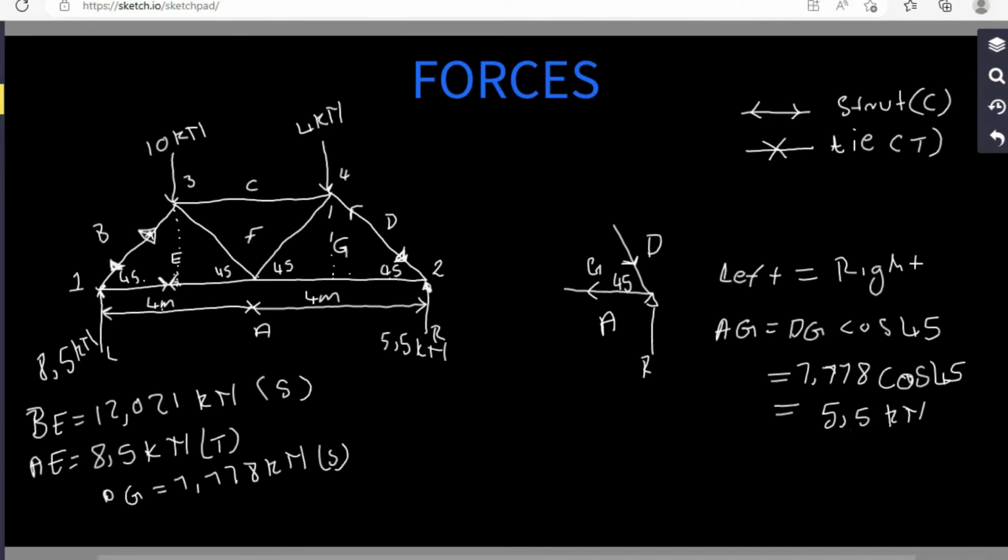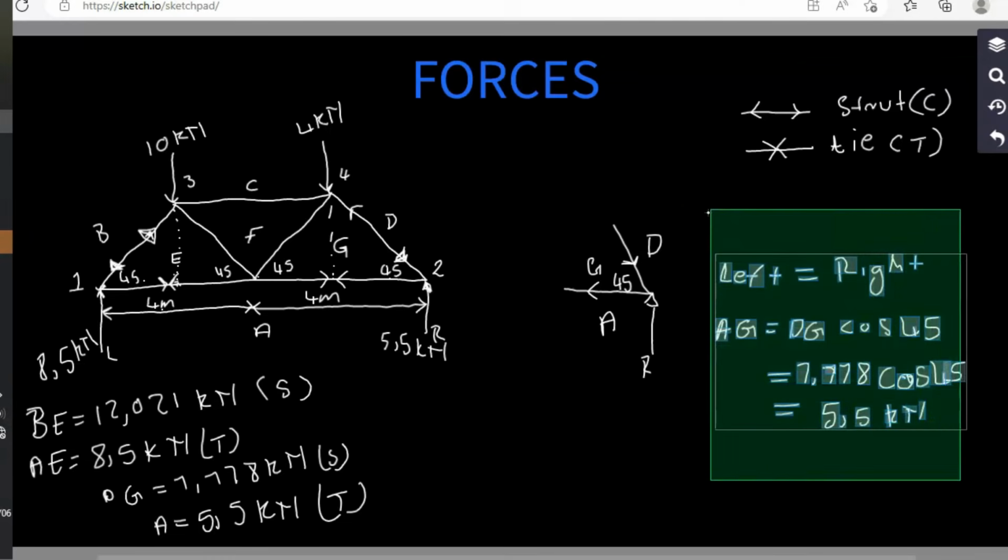We come and say it's like this, and this is what? It's a tie. Therefore we can come and say here we also have AG, it's equal to 5.5 kilonewtons, and it is a tie. We are done with point number 2. Let's do point number 3.